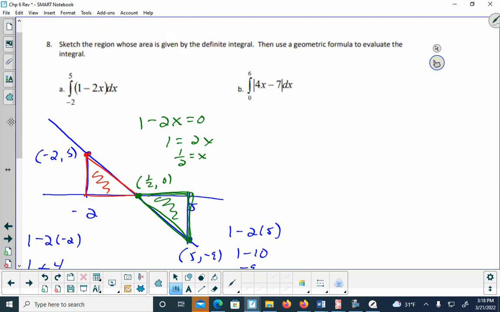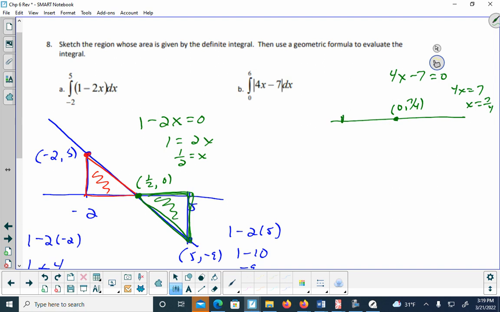Okay, the next one is an absolute value. So this one tells me that I have to do it graphically. I'm not giving you a choice. So the first thing I need to do is find out where the vertex is. So I'm going to take that 4x minus 7 and set it equal to 0. So I'm going to have 4x equals 7, x equals 7/4. So here I'm going to have (7/4, 0).